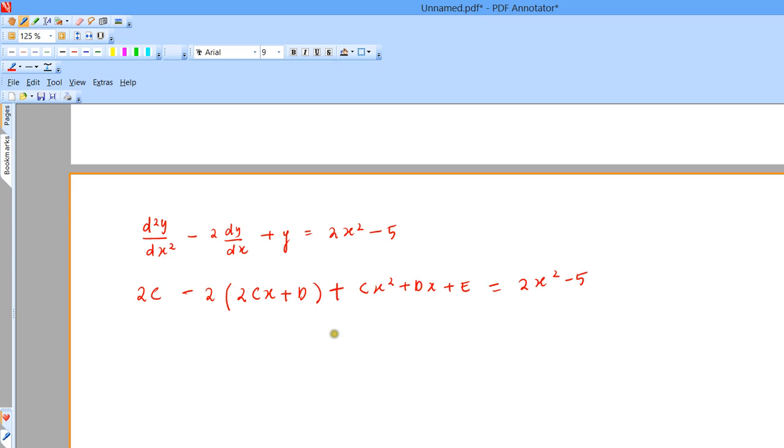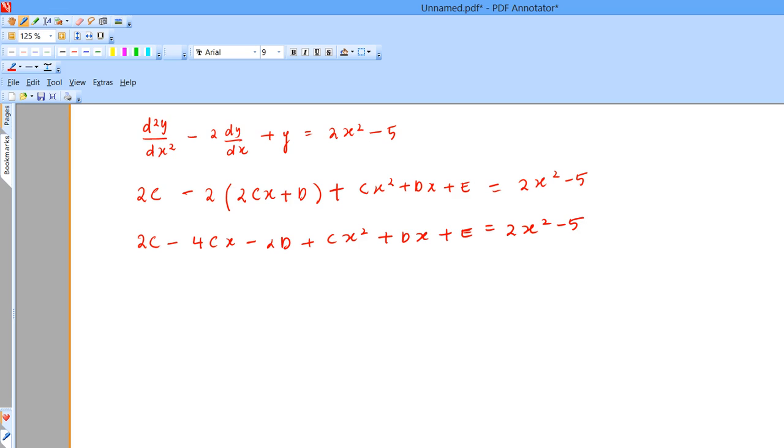And then you need to expand and group. So we get 2c minus 2 times 2cx plus d, plus cx square plus dx plus e, equal to 2x square minus 5.